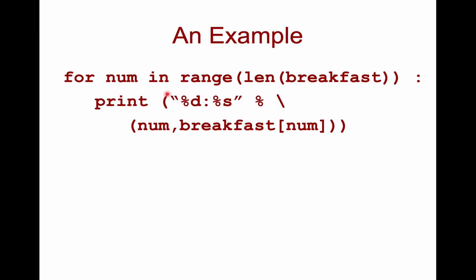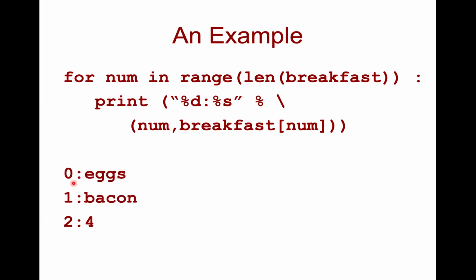Inside this for loop, we are printing %d colon %s every time we go through the loop. The %d is whatever value is stored in num. That's the num up here, which will be successively 0, 1, and 2 as we go through the for loop. The %s will be replaced by breakfast at num. That means it'll be breakfast at 0 the first time through the loop, then breakfast at 1 the second time through the loop, and breakfast at 2 the third time through the loop until we are done with our range function. It produces this output.